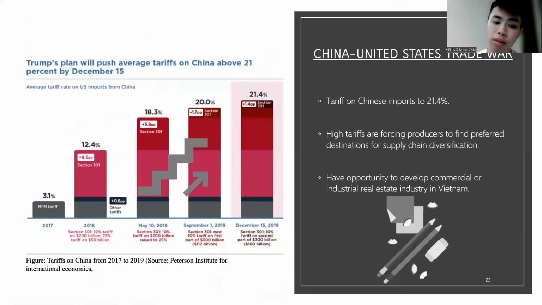Most important, Donald Trump raised the average US tariff on Chinese imports to 21.4%. Heavy tariffs are forcing producers to seek a preferred destination for supply chain diversification. Investors choose Vietnam from this opportunity because of its strengths. The emergence of the Sino-US trade war is an opportunity for Vietnam, and with its own advantages, it has become a major incentive for investors to transfer real estate development, including residential, commercial, and industrial, to Vietnam.